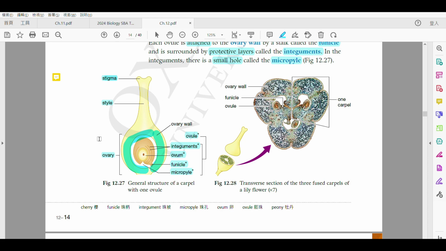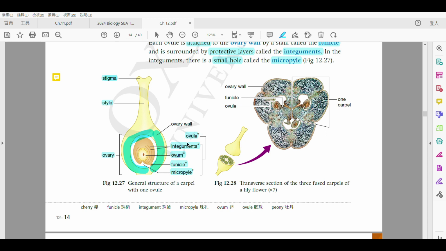Okay, several new words again. From the top, the whole thing we call the carpel. From the top, we have the stigma, which receives pollen grains, the style, which only supports, and then the ovary. The ovary has an ovary wall, the outer layer. Except the ovary wall, the remaining part is called the ovule.